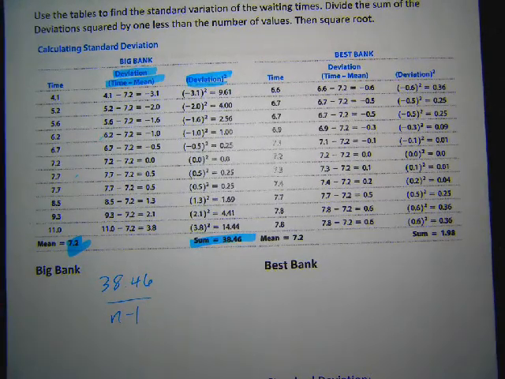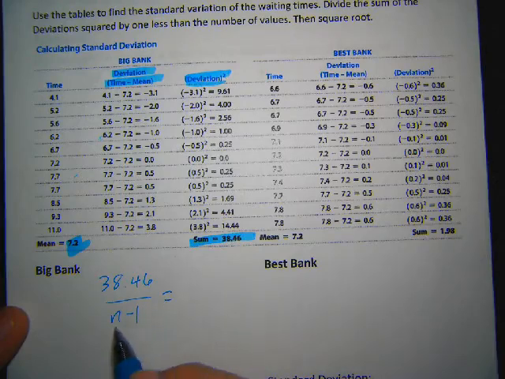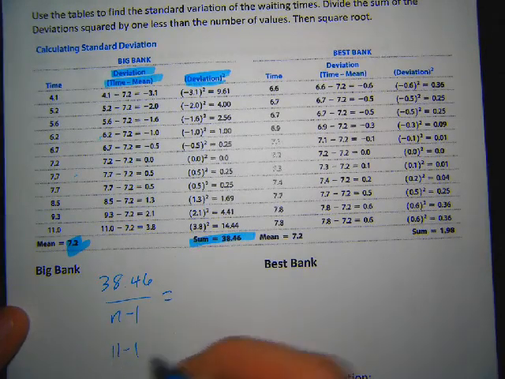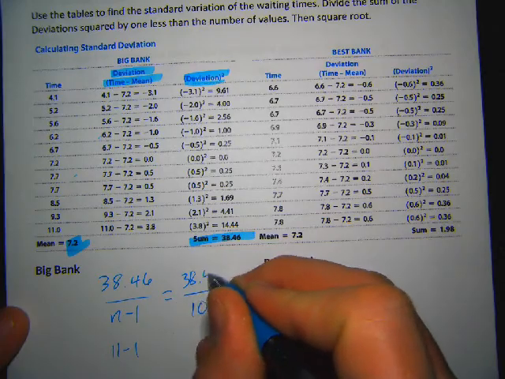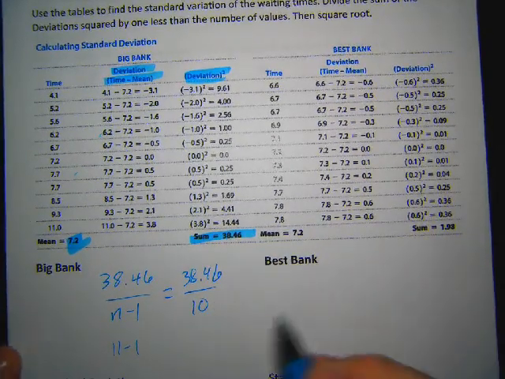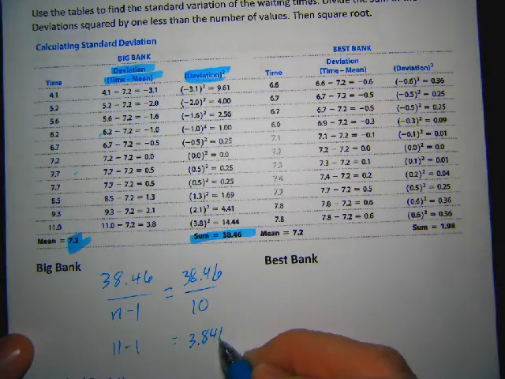Again, don't ask me exactly why. This is one of those things the PhD mathematicians figured out, that this is just a better way to do it. So instead of dividing by 11, we're going to do 11 minus 1. We're actually going to divide by 10. So there's 38.46. We're going to divide that by 10. We're not quite done. We got 3.846. There's one last step we have to do.